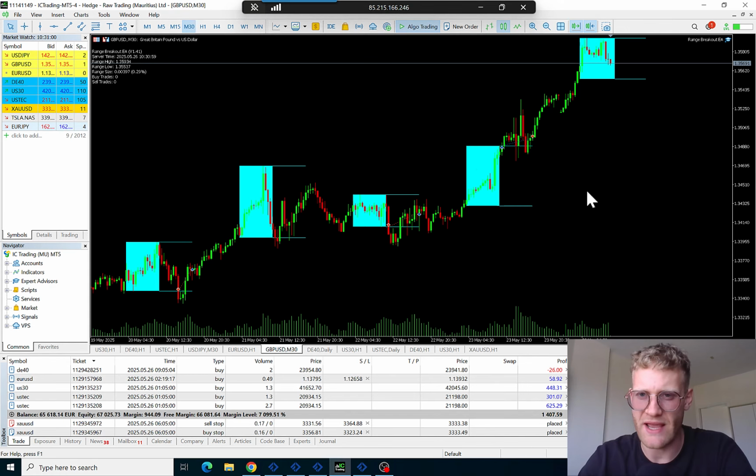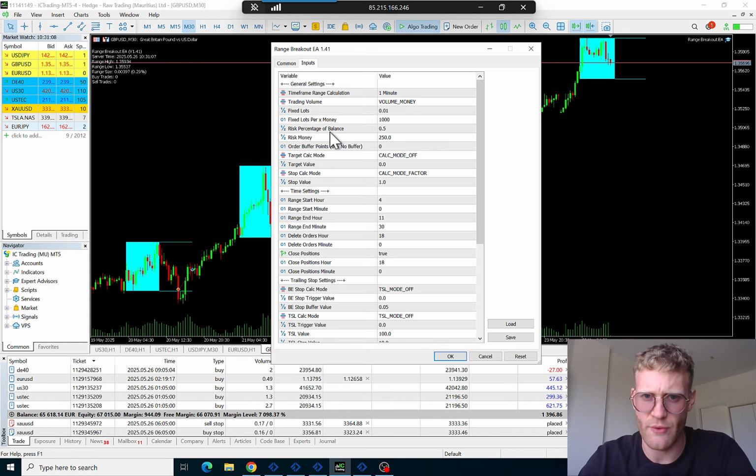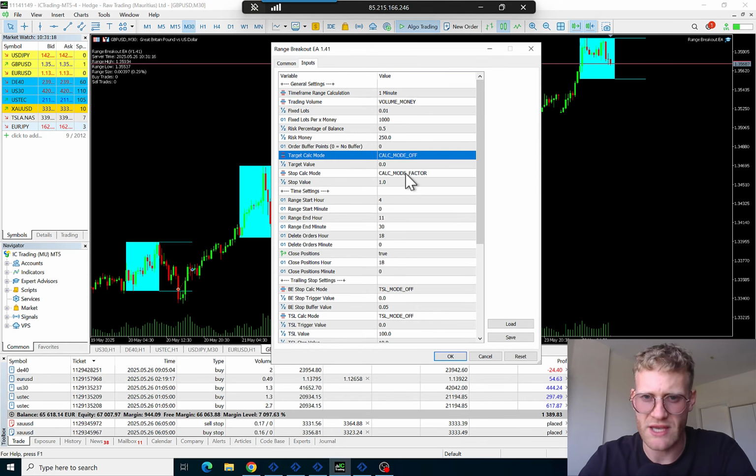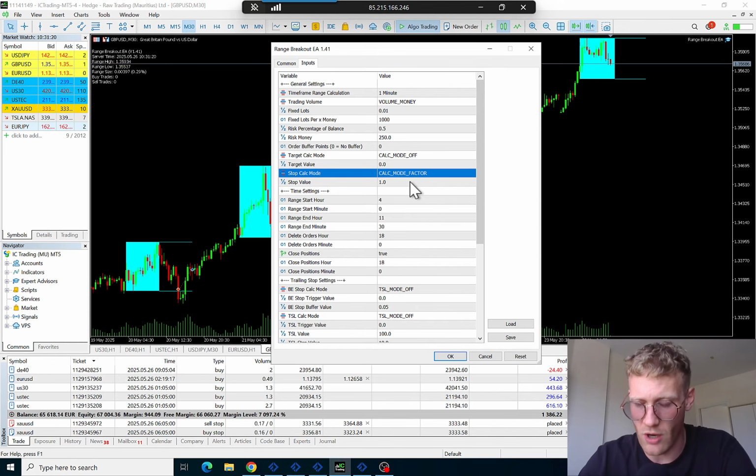I will not explain the whole concept again because it's the same concept as for USD/Japanese yen. I use the stop loss at the other side of the range. Let me show you the settings real quick. So you can see 250 risk is the same. It's a money amount, so I risk 250 euro for every single trade, we don't have a TP, we do have a stop loss factor of 1. So stop loss always at the other side of the range.